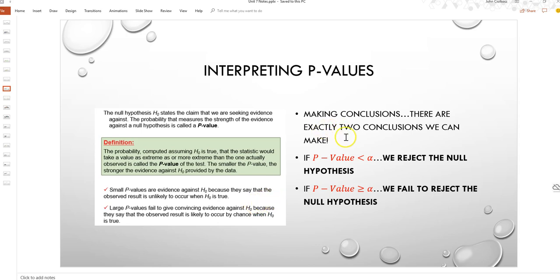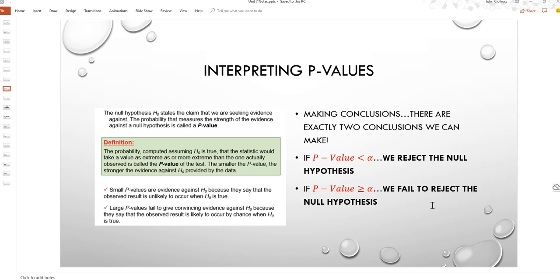Okay, so making conclusions. There are exactly 2 conclusions we can make. If the p-value is less than alpha, we reject the null hypothesis. This differs depending on the textbook you're using or the teacher you have. Some use less than or equal to. I always prefer the strictly less than because that way we know rounding is not an issue, right? And so again, if the p-value is less than alpha, we reject the null hypothesis. If the p-value is greater than or equal to alpha, so not less than, we fail to reject the null hypothesis.